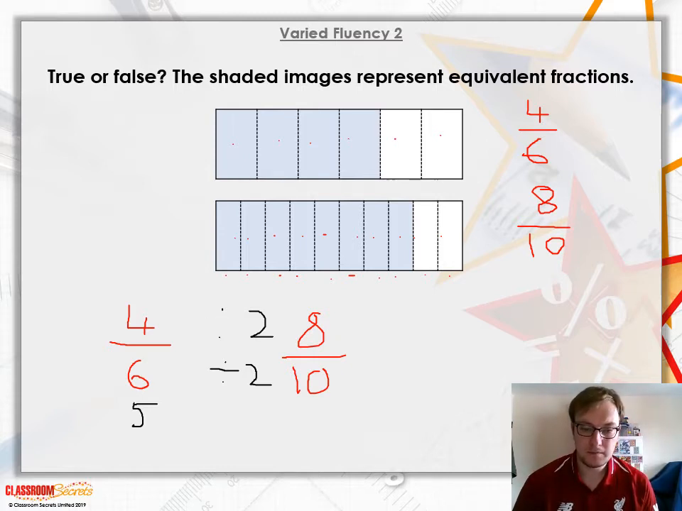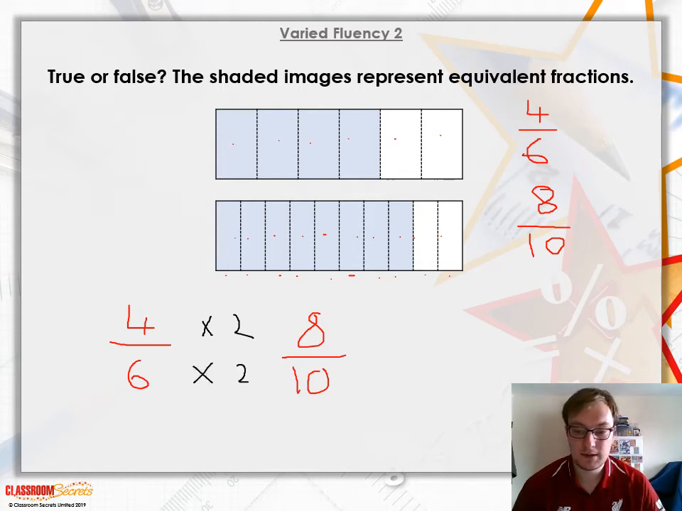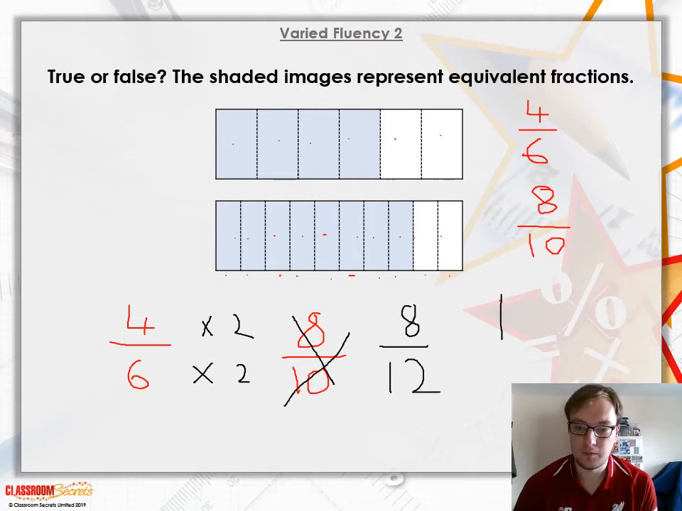I could also say do times 2. So 4 times 2 is 8, just doing the inverse of dividing there. We could times 2 here, doing the same for both our numerator and our denominator, which would actually make it 12. So 8/12 is an equivalent fraction to 4/6, not 8/10. So this question would be false.